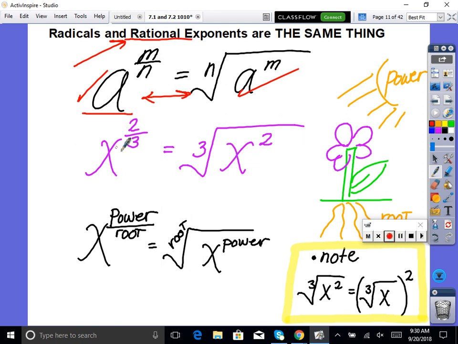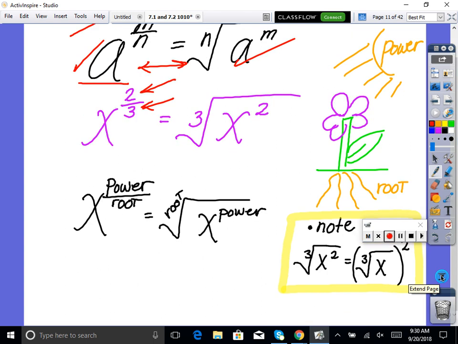Now, a lot of people will get here and they'll say, I can't remember which one is the root and which one's the power. So then remember last year my cute little picture of my flower to help you remember. Roots on a flower grow on bottom. The power comes from the top. Look, roots grow on bottom. Power is on top. Are we good with that?